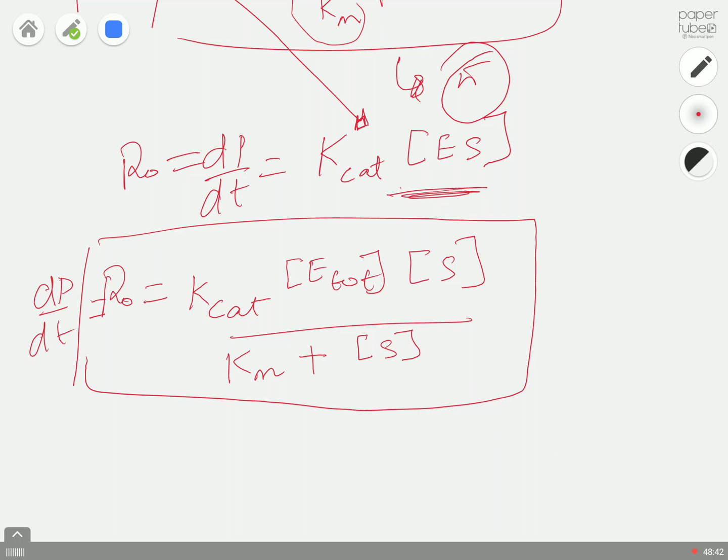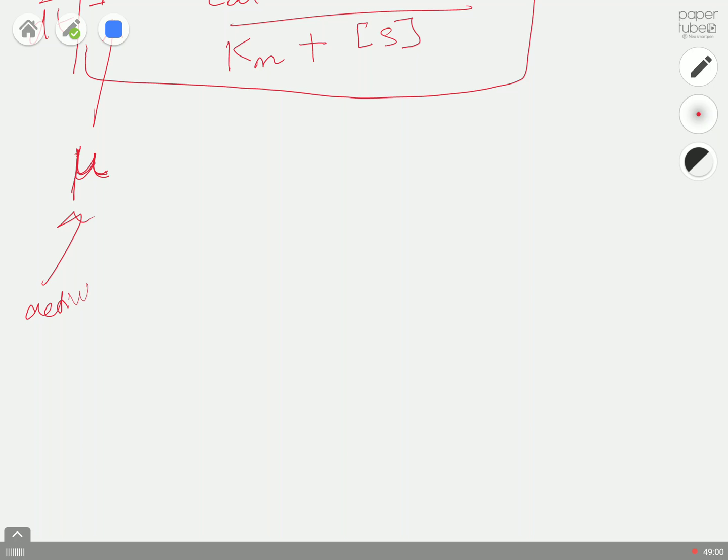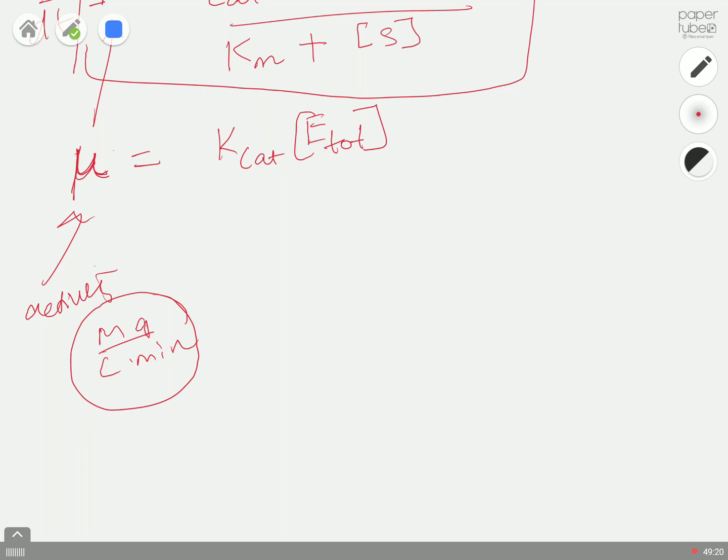Yeah? And in many textbooks, you will see a different format. Instead of R0, they use another parameter. They call it mu. This is nothing but the activity of your catalyst. Like I said, the unit is milligrams per liter per minute, and it is equal to K cat and E total, enzyme total, multiplied by your substrate concentration, divided by Km plus your substrate concentration.